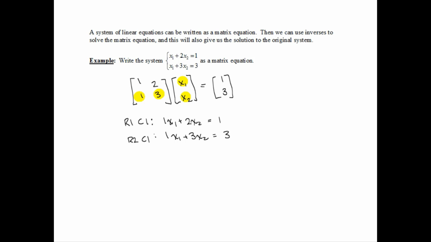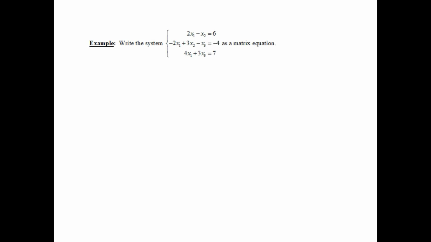Let's do another one. Here's a system with 3 variables and 3 equations. Okay, here's my x1, x2, x3. That's my column matrix X. Here's my right-hand side, 6, -4, 7. Let's write the coefficient matrix, and we're going to be careful that we leave zeros where needed.